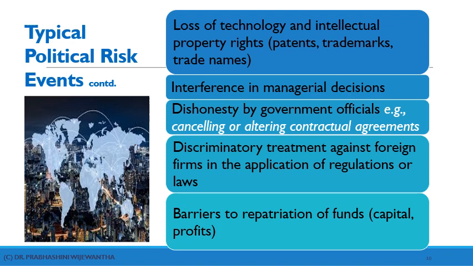The next type of political risk event faced by organizations is that the governments and the political parties of host countries may try to interfere or influence the managerial decisions made by the subsidiary of the global organization located in that particular country. For example, they may stop recruiting people from third countries and instead force the management of the company to recruit natives.